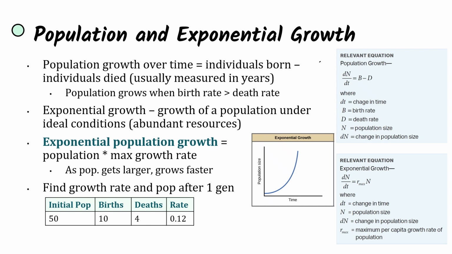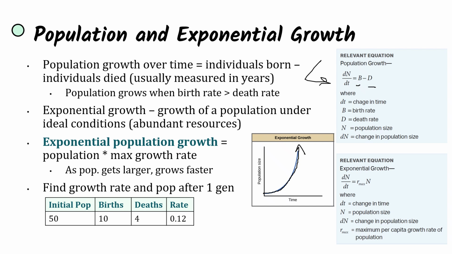And we can see this equation here, dN/dt = B - D, where dN is the change in population size and dt is change in time. So change in population size over usually a certain number of years is going to be the birth rate minus the death rate. And when we have an ideal situation, ideal conditions with abundant resources, which rarely happens in real life, we see exponential population growth, in which case the population will just continue to grow over time. And as the population gets larger, it will also grow faster because all of these organisms are continuing to multiply.